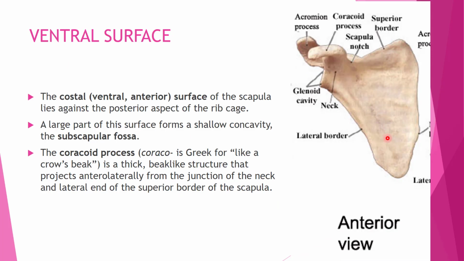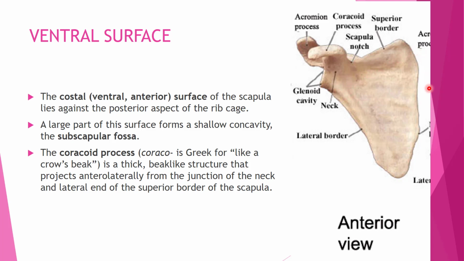Now we will discuss the ventral surface. This is the ventral surface, which is also named as the costal surface. Why is it named as costal surface? Because it is related with the ribs, or it is also named as ventral or anterior surface. Ventral and anterior terms are same. So it is costal, ventral or anterior surface of the scapula which lies against the posterior aspect of the rib cage. Remember this thing, that's why it is named as costal surface.